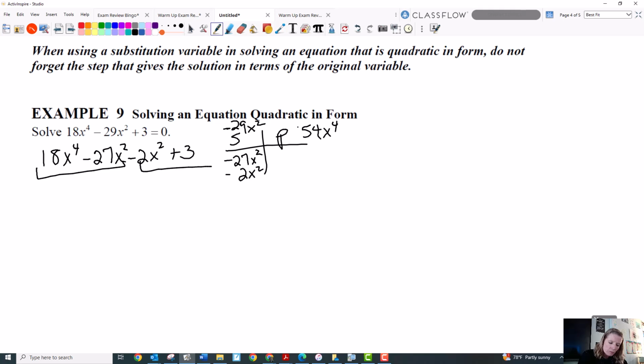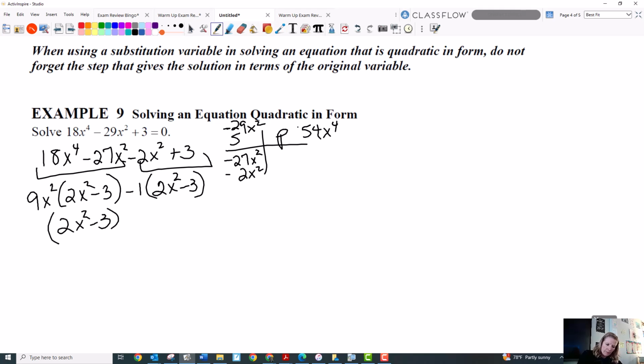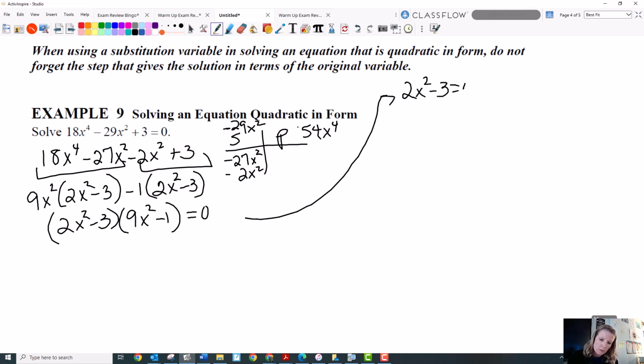I group. I can take out a 9x squared. 9 goes into 18, 2x squared. 9 goes into 27, 3. I can take a 1. So 2x squared minus 3, and 9x squared minus 1. So if I set those separately equal to 0: 2x squared minus 3 equals 0, and 9x squared minus 1 equals 0.